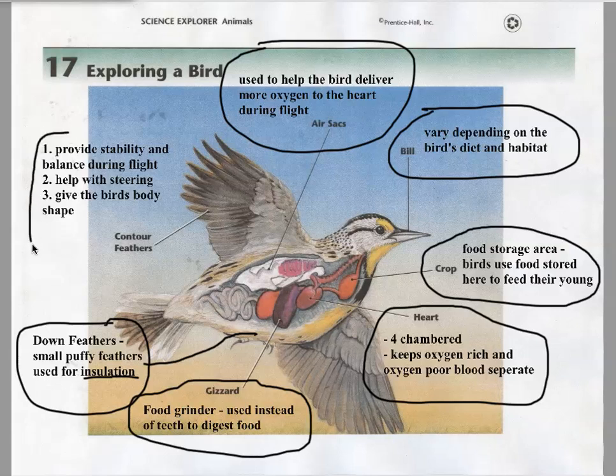Lastly, we move here to contour feathers. Contour feathers are found in the wing, and they're found in the tail. And contour feathers have a few important jobs that they are responsible for. They provide stability and balance during flight. They also help with steering. And lastly, they give the bird's body shape. The contour feathers are longer. They are much stiffer. They use that hook and barb design that we will talk about in class to keep them really lightweight but really strong.